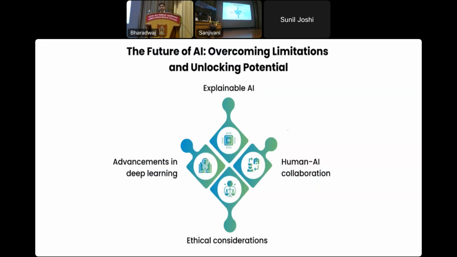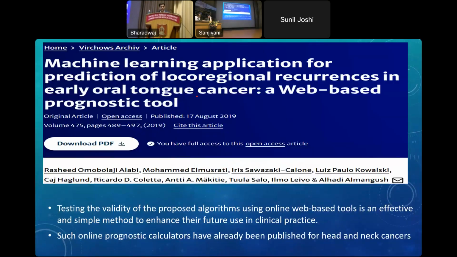Certain studies have been done, just like we open Google Chrome or some portal. So there will be a web-based prognostic tool where we just have to feed in patient data, and we'll get online prognostic calculators. This may be the future, and with time there will be open access for such tools.